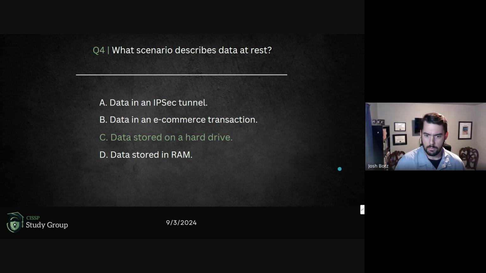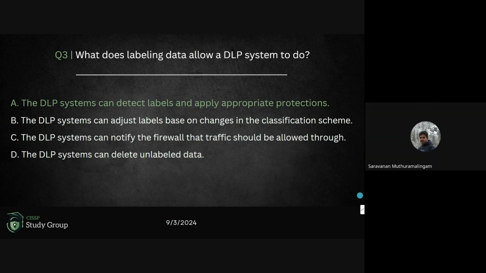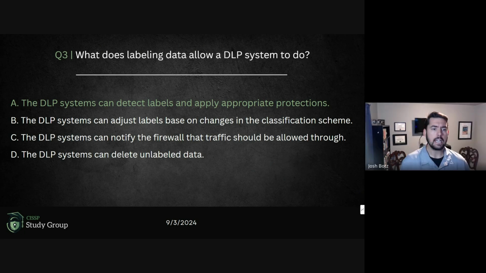Let's go back a question. I'm going to end the poll and let's go back to Saravanan's question. Your question, Saravanan, was on B, adjusting labels based on changes in the classification scheme, and why that is not correct. Did I understand that right, or do you have a broader question? The B, yeah. Great.